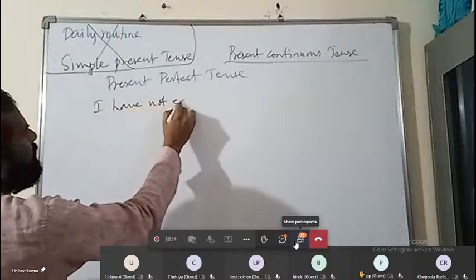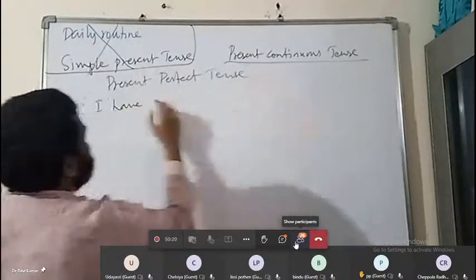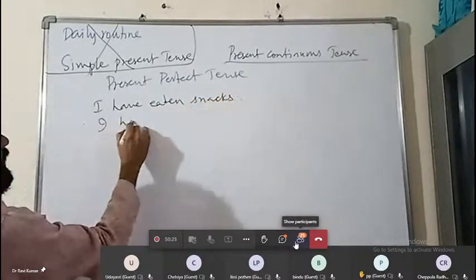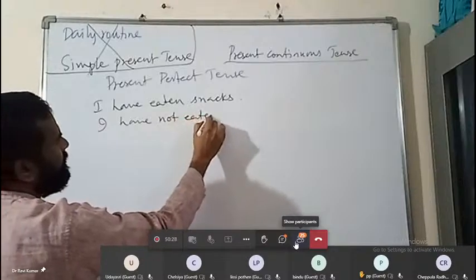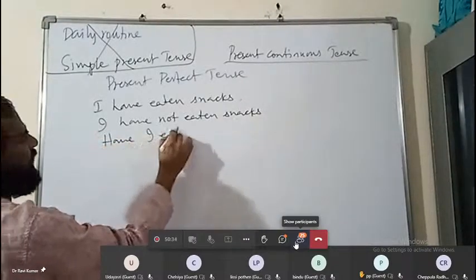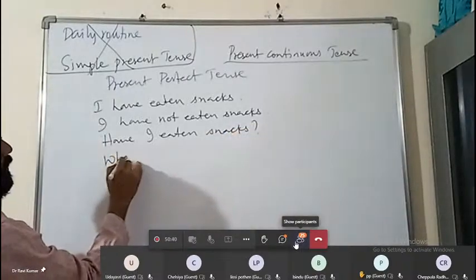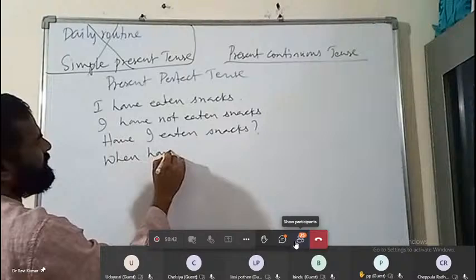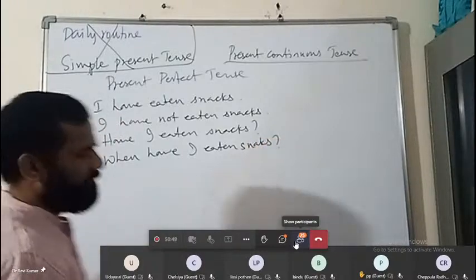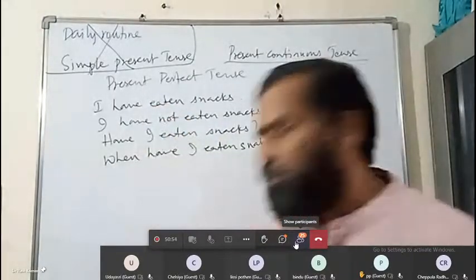I have eaten snacks. I have not eaten snacks. Have I eaten snacks? When have I eaten snacks? Okay. Please write like this 4 more examples.